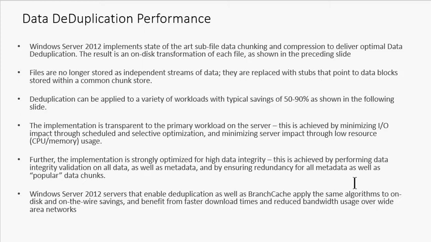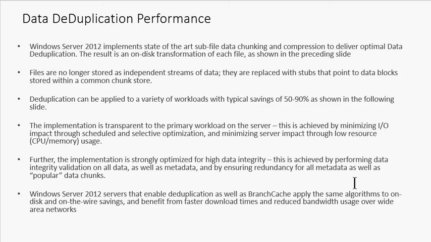The implementation is transparent to the primary workload on the server. This is achieved by minimizing the input impact through scheduled and selective optimization, and minimizing server impact with low resource use. Further, the implementation is strongly optimized for high data integrity. This is achieved by performing data integrity validation on all data as well as the metadata, and by ensuring redundancy for all metadata as well, which is popular data chunks.